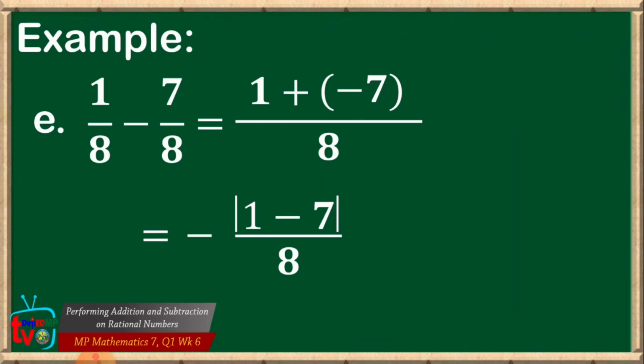Okay, subtract now 1 and 7. Our answer will be negative 6, but we will get the absolute value, so it will become 6 over 8. Of course, do not forget to copy the negative. Again, they are both divisible by 2. So, let's simplify our answer to negative 3 over 4.